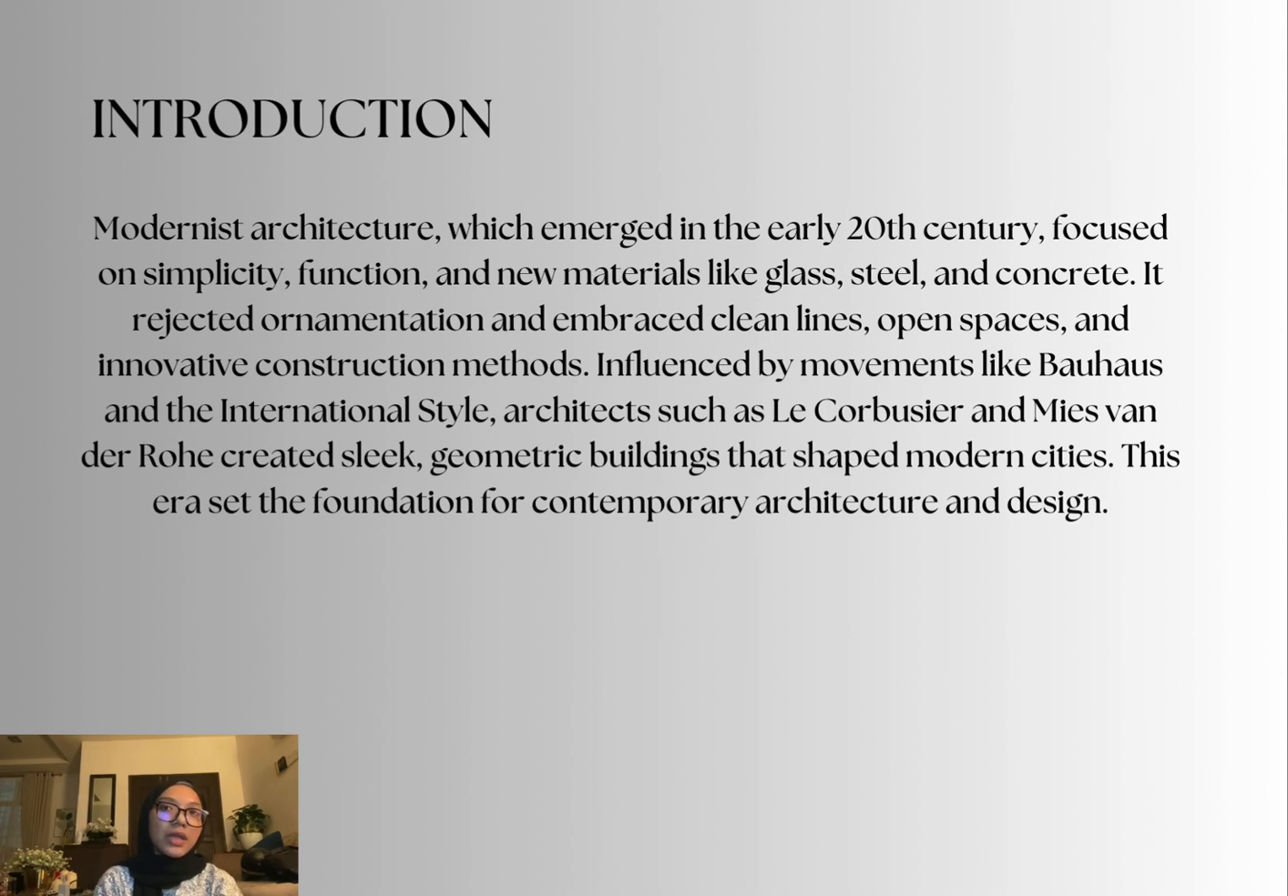Introduction. Modernist architecture, which emerged in the early 20th century, focused on simplicity, function and new materials like glass, steel and concrete. It rejected ornamentation and embraced clean lines, open spaces and innovative construction methods. Influenced by movements like Bauhaus and the International Style, architects such as Le Corbusier and Mies van der Rohe created sleek, geometric buildings and shaped modern cities.